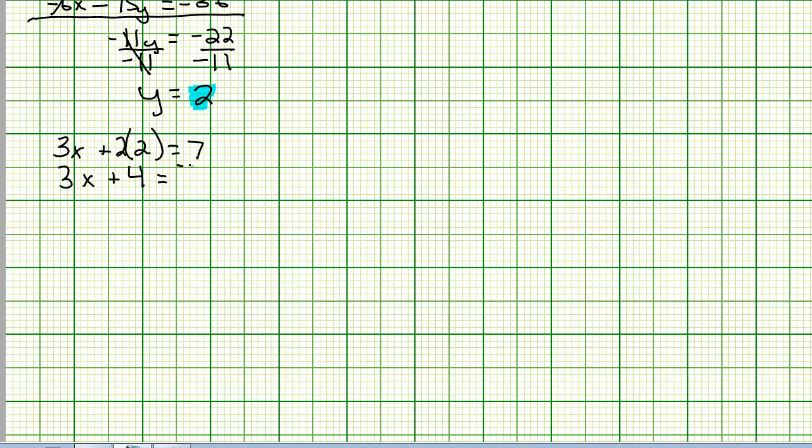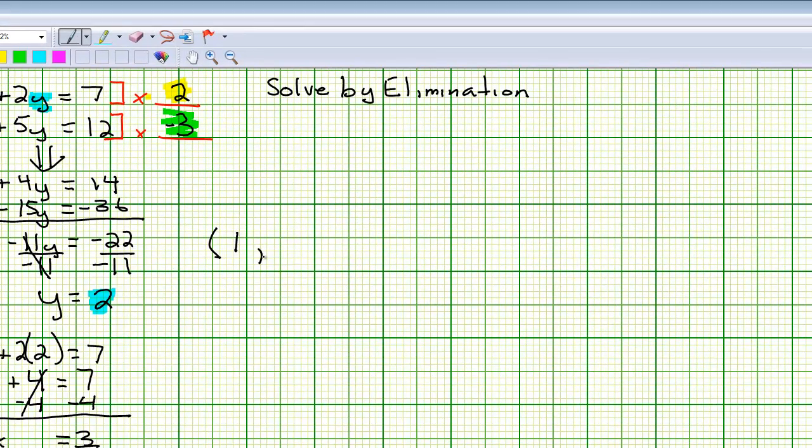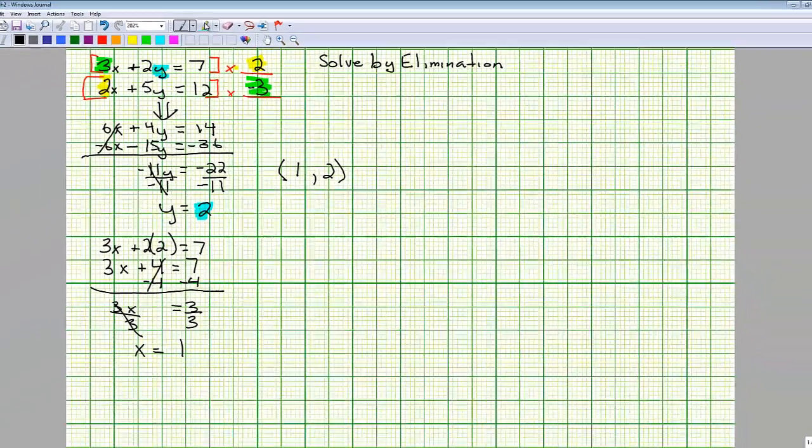Do the simple algebra here. Subtract 4 from both sides. Divide both sides by that 3. The 3's cancel. And now we know that x equals 1. So now we have both parts of our answer. The x part is 1, the y part is 2.